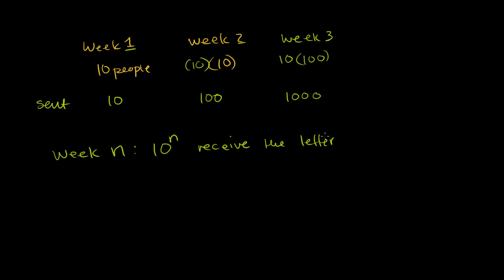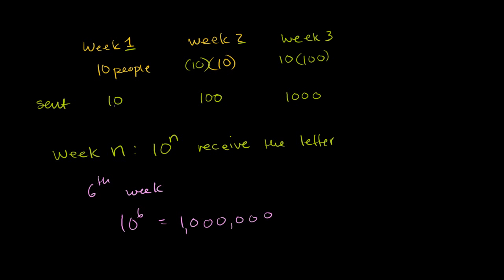the letter. So if I were to ask you how many people are getting the letter on the 6th week, how many people are actually going to receive that letter? Well, what's 10 to the 6th power? 10 to the 6th is equal to 1 with 6 zeros, which is 1,000,000 people are going to receive that letter in just 6 weeks, just sending out 10 letters each.